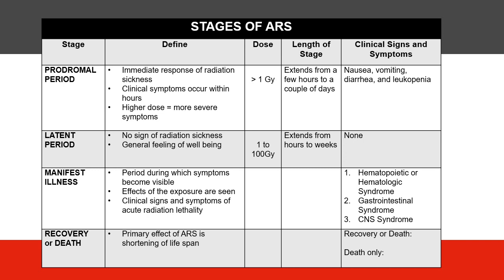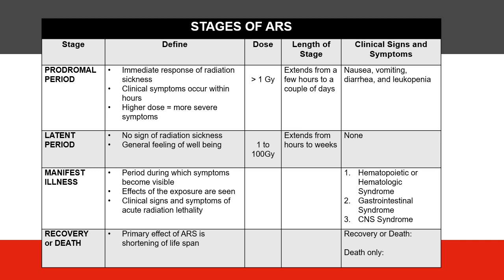As far as the last stage, there's recovery or death. The primary effect of the acute radiation syndrome is shortening of the lifespan. As far as recovery or death, there is a possibility for a person to recover from the hematologic syndrome. So that is a possibility, or the person could die if they have a weakened immune system or their dose is a little bit higher, like around 9 or 10 gray. If the person goes into the GI or the CNS syndromes, then there's only the possibility of death. Let's take a look at this in more detail.